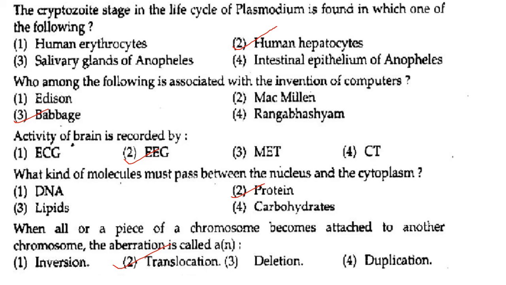What kind of molecules must pass between the nucleus and the cytoplasm? Option 1, DNA, option 2, protein, 3, lipids, 4, carbohydrates. Answer is option 2, proteins. Next one. When all or a piece of the chromosome becomes attached to another chromosome, the aberration is called a translocation or an... Option 1, inversion. Option 2, translocation. Option 3, deletion. Option 4, duplication. Answer is option 2, translocation.